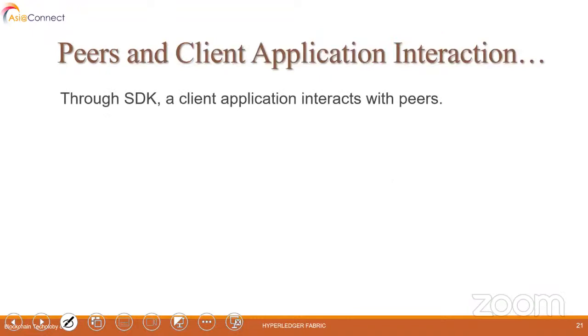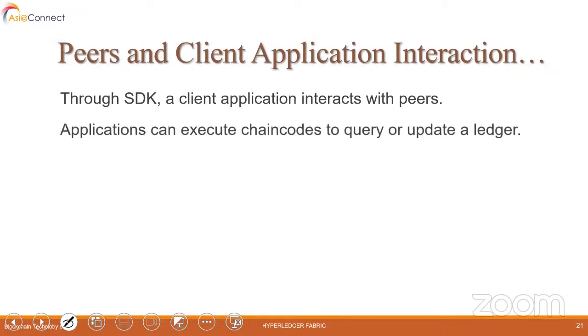So through the SDK, a client application interacts with peers. Any client application will interact with peers. Applications can execute chain codes to query or update a ledger. Query means, for example, I'm making a query that how many computers are needed in each section of my institute. That is simply a query, right? For updating, what I need to know is not only changing the state of the network, but also writing those transactions in the blockchain.